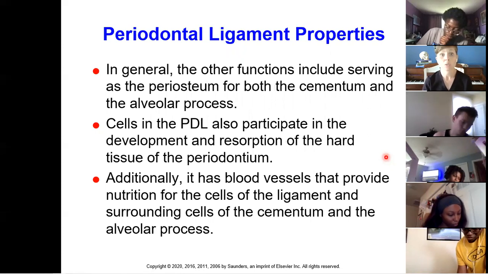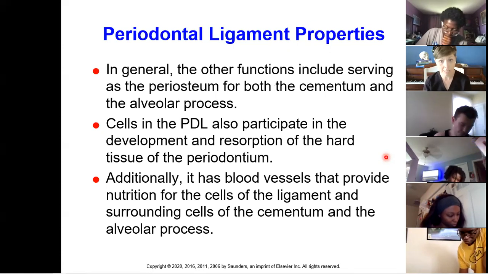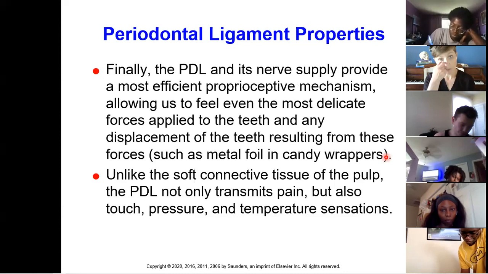Other functions include serving as the periosteum for both the cementum and the alveolar process. Cells of the periodontal ligament also participate in the development and resorption of hard tissue of the periodontium. And additionally, the blood vessels provide nutrition to the cells of the ligament and the surrounding cells of the cementum and the alveolar process. So they are very beneficial.